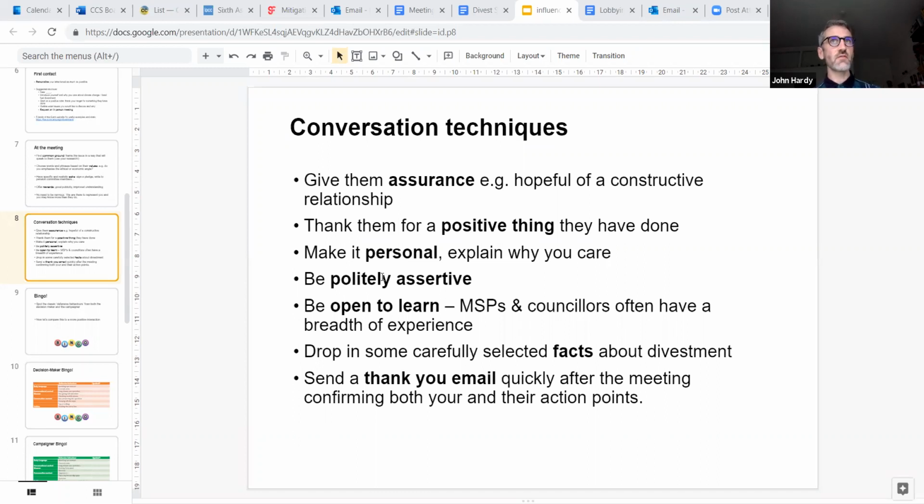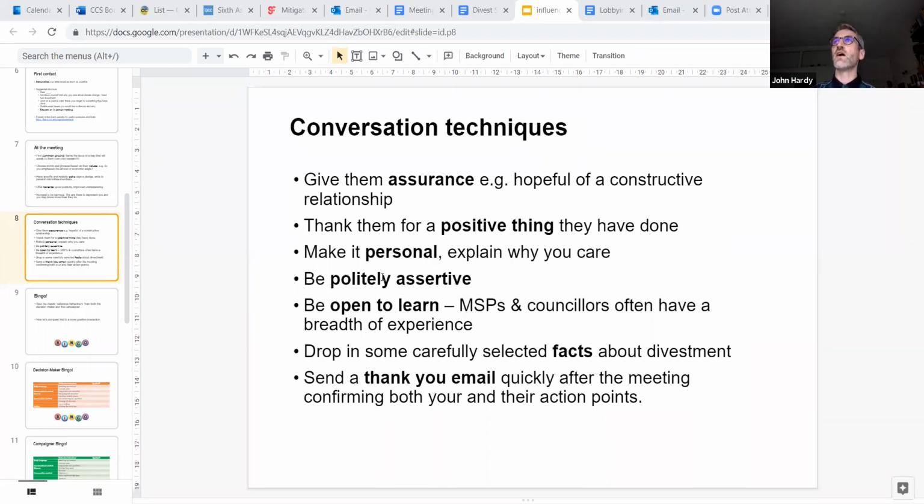So be politely assertive. You really don't want to go into a meeting, and you wouldn't like it yourself if someone just came in and started the conversation by saying, you're going to sign this pledge, or you're going to support this campaign, and if you don't, I'll never speak to you again. Basically, you just want to get your point across, but in as polite a way as possible. So just remember that even if they're disagreeing with you, and even if they're disagreeing with you quite strongly, divestment is the right thing to do, and we just have to remember that and stay on message.